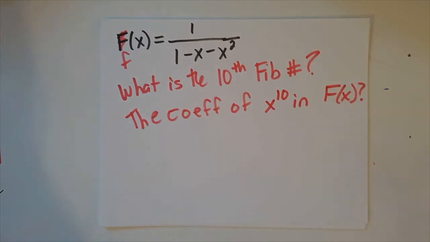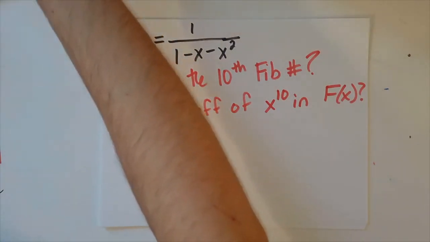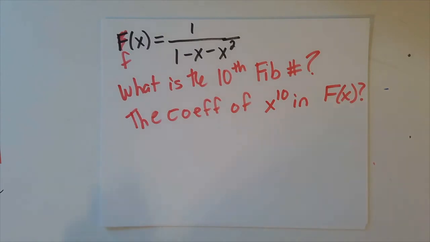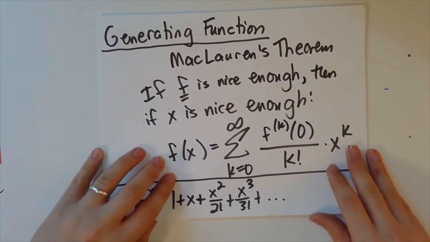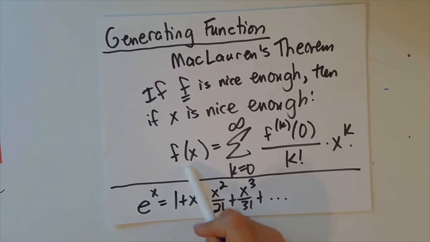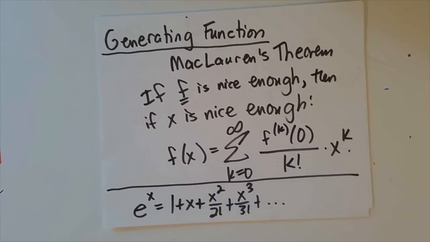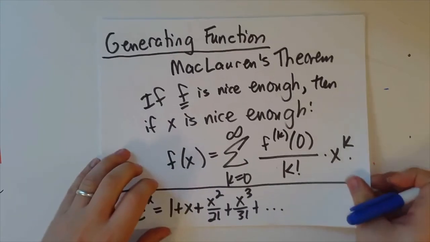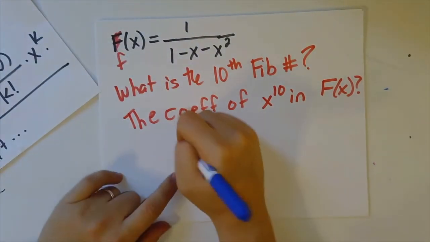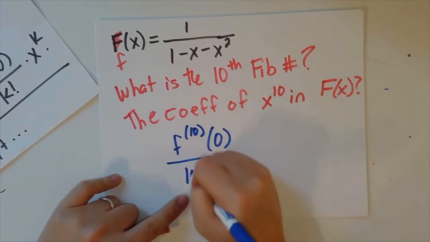Okay. For that, I need to go back to Maclaurin's theorem. And so if we pull back up our friend Maclaurin's theorem, it said that, hey, if you want to write your nice function as a power series, then the way you do it is you put this term in front of x to the k. Okay. So namely, the coefficient of x to the 10th should be the 10th derivative of f, evaluated at 0, divided by 10 factorial.